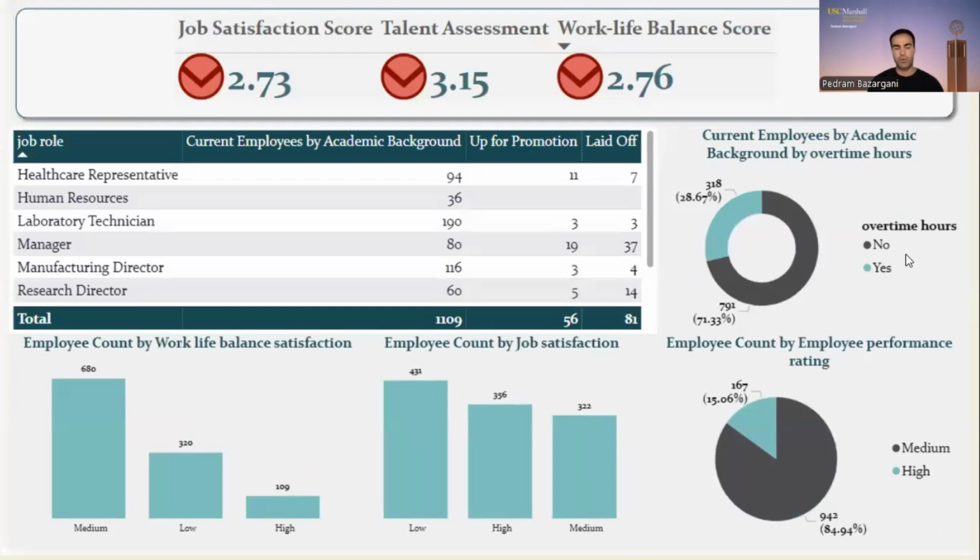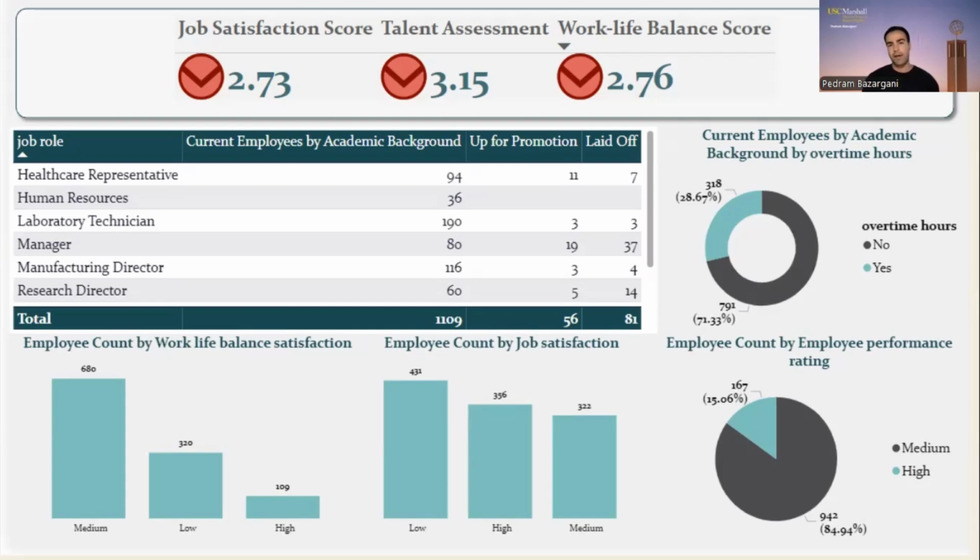So on this dashboard, we dive a little bit more deep into turnover metrics. Now, as you can see here on the top of the dashboard, we could see the job satisfaction score, talent assessment, and work-life balance score. Now, these are out of 5, and a 2.73, 3.15, and 2.76 are very low, and these could be analyzed as reasons for turnover. And just right below it, we could see job role and current employees by academic background, those who are up for promotion, and those who have been laid off.